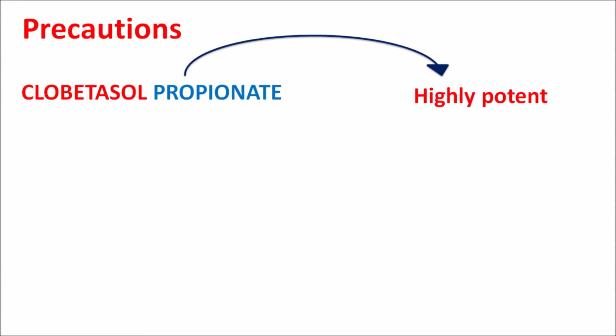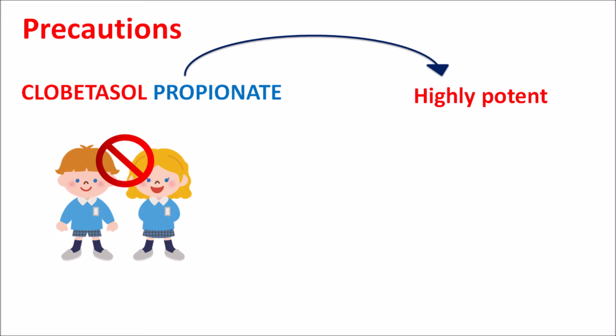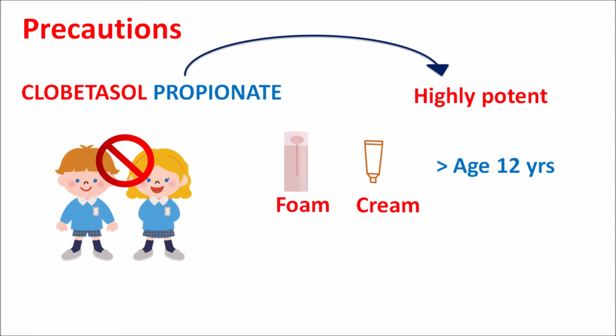Similarly, this drug is not indicated for children. As we have seen, this drug is available as a foam as well as cream. So these two formulations should not be applied in children less than 12 years. So in patients with age greater than 12 years, clobetasol propionate can be used. In the form of lotion, this is applied in patients with age greater than 18 years.